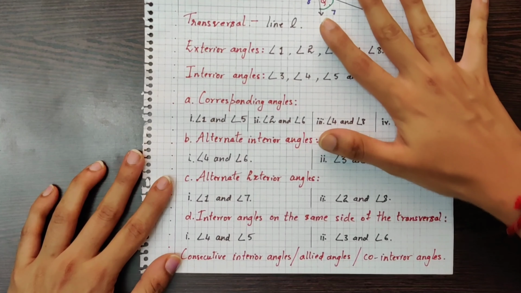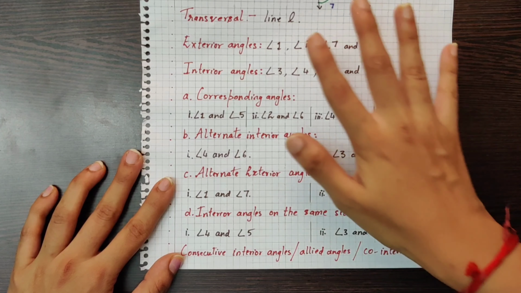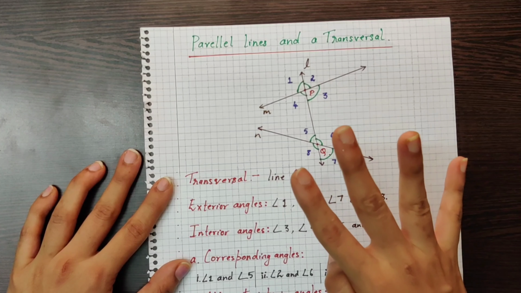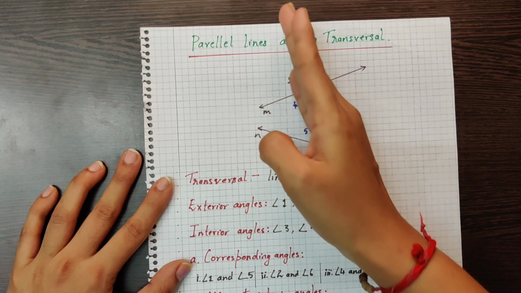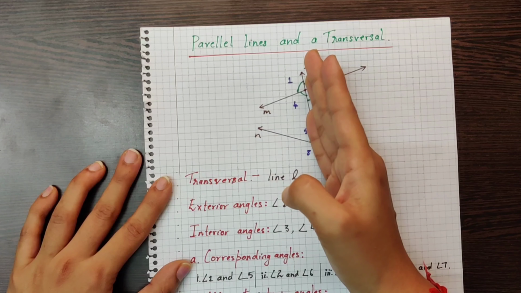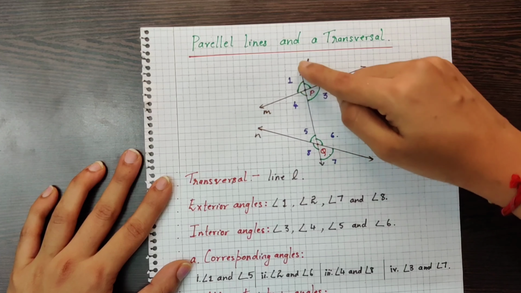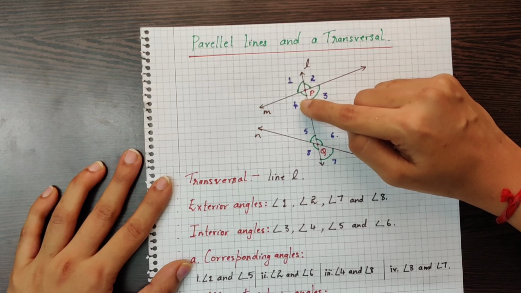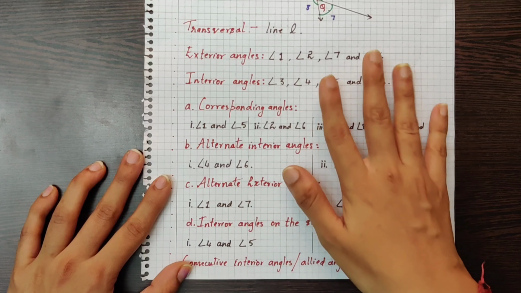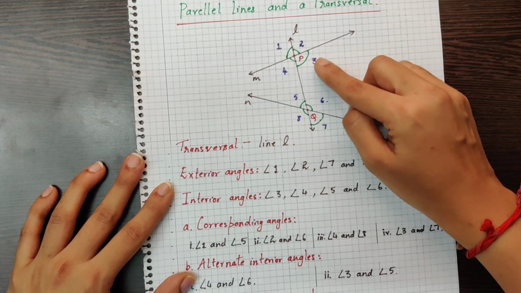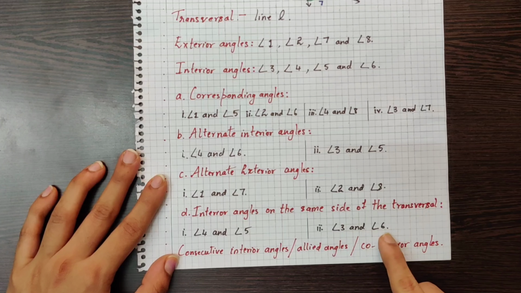Now let us see what are interior angles on the same side of the transversal. So we know that there are four interior angles, 3, 4, 5 and 6. So if this is the transversal, as the name suggests, that is interior angles on the same side. If I take the left hand side of the transversal, the interior angles on the left hand side are angle 4 and angle 5. And on the right hand side we have angle 3 and angle 6. Therefore, the other pair is angle 3 and angle 6.